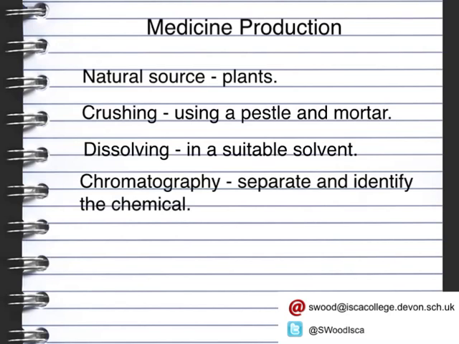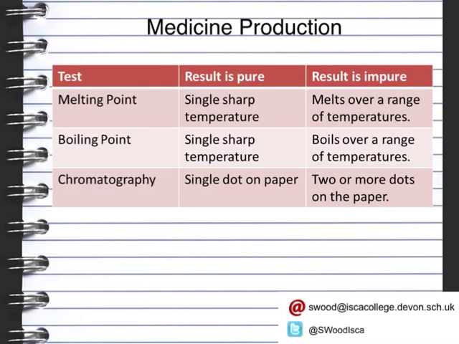Now once you've been able to extract the drug, you can then test to see how pure the chemical actually is. And there are a number of tests that you can actually do to find this out. Now depending on the product that you've made, if it's a solid, you can test the melting point. Now if there is a single sharp temperature where it melts, then you're going to have a pure product. Whereas if there is a range of temperature that it melts over, so perhaps you keep increasing the temperature and it continues to melt instead of all melting at one point, then it's going to be impure.